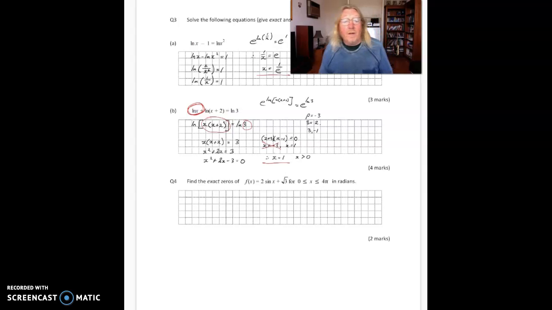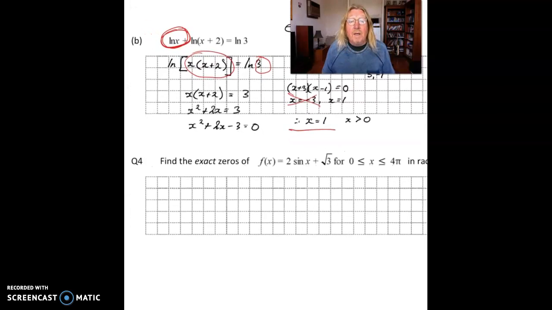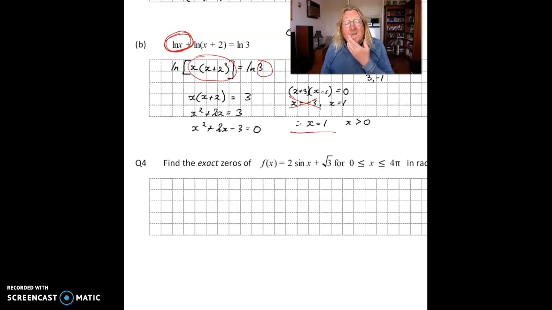All right, we're moving on now to question 4. You've got my face back. I don't know if that's a good thing. And this was the trig equation. Now I'm going to do this algebraically, but then also show you how to do it on the graphics calculator. But we'll do it algebraically first.